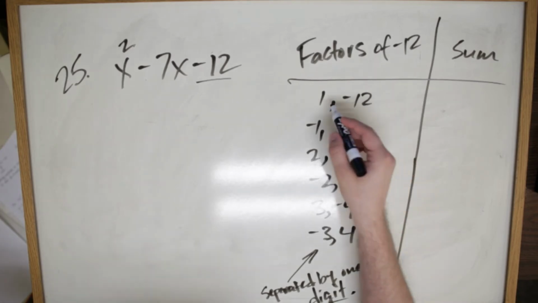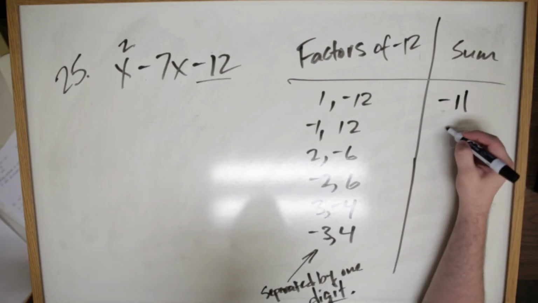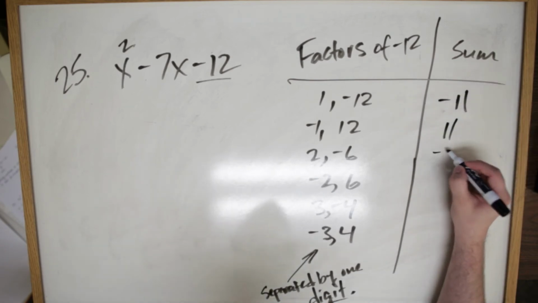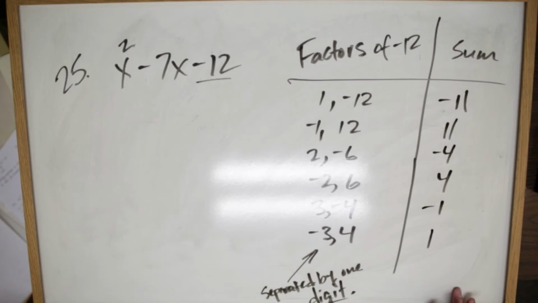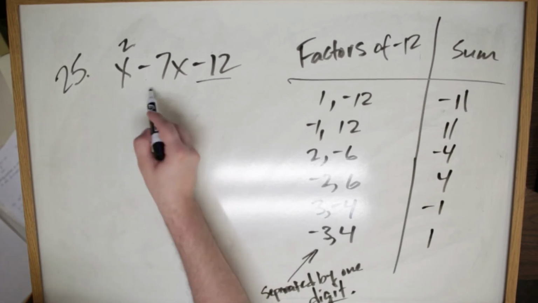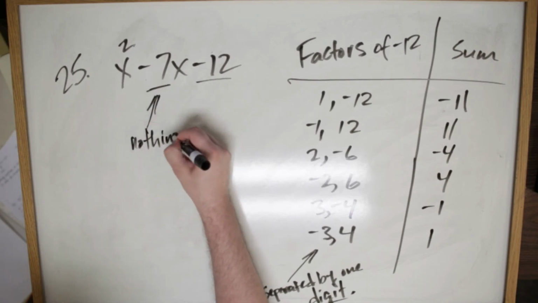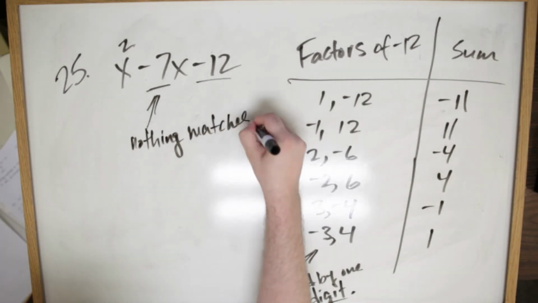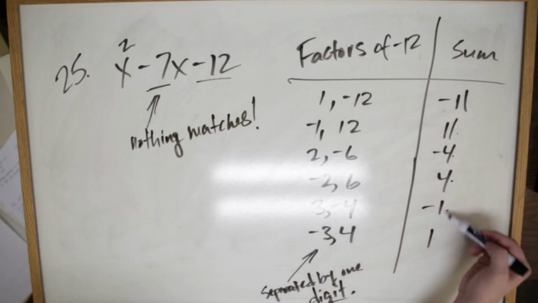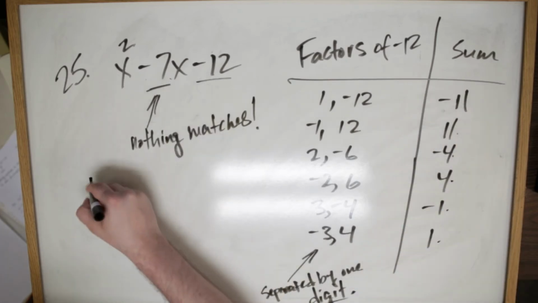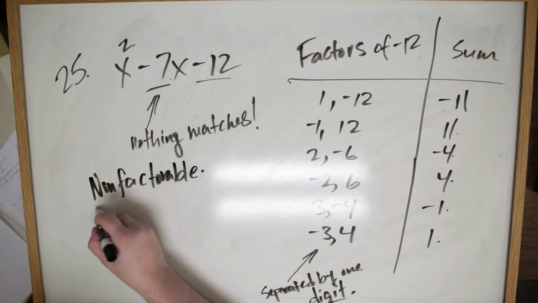So minus 12 plus 11, or sorry, plus, this is minus 11. Getting ahead of myself here. This is going to be positive 11, minus 4, positive 4, minus 1, positive 1. Okay? So again, we're going to look at this middle term, and you notice that nothing matches up. Okay? Nothing matches. That is important. Since there's no sum over here that matches that middle term, we call this non-factorable. Okay? You cannot factor it.